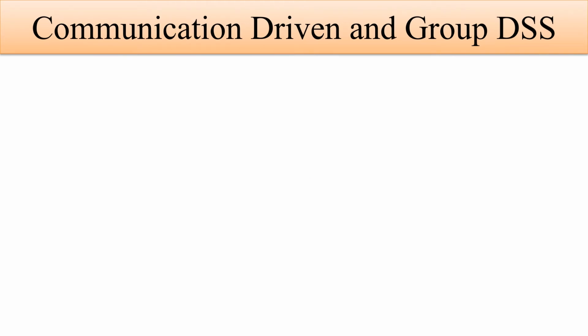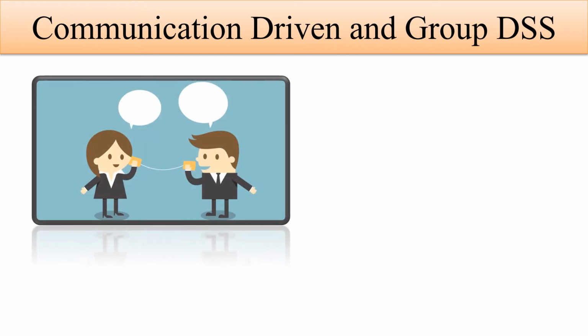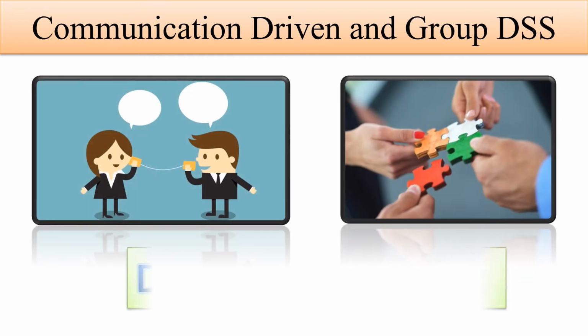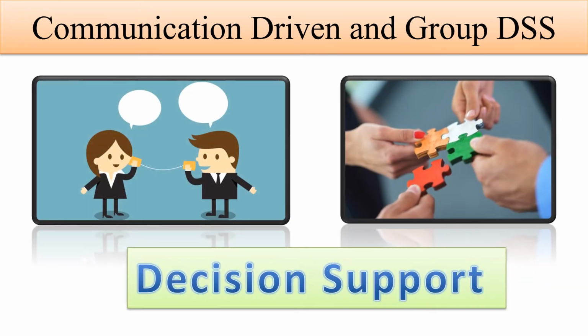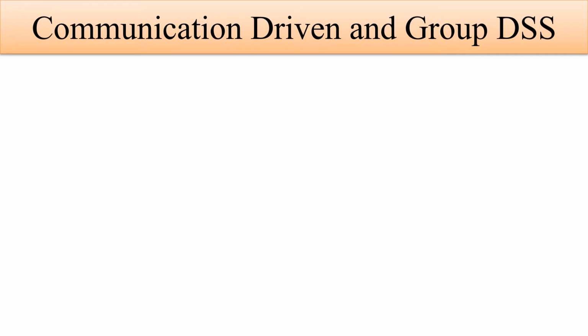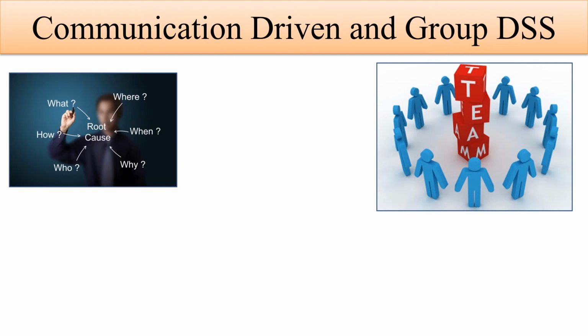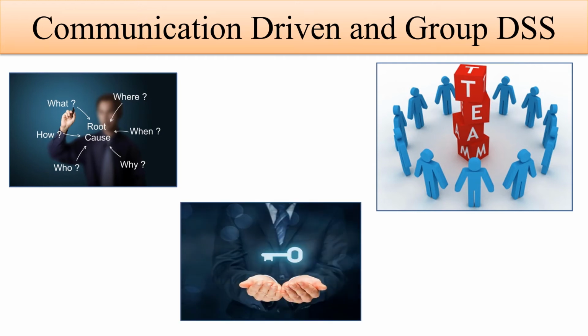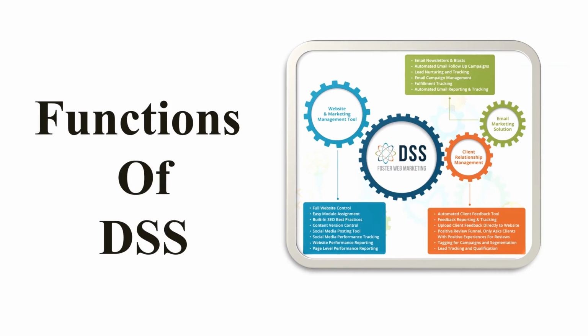Communication-driven and group DSS, which is GDSS, is the last one. It helps in communication, collaboration, and decision support. This also helps to analyze the problem situation and provide solutions to problems by decision makers working together as a group. Let's understand the functions of decision support system.